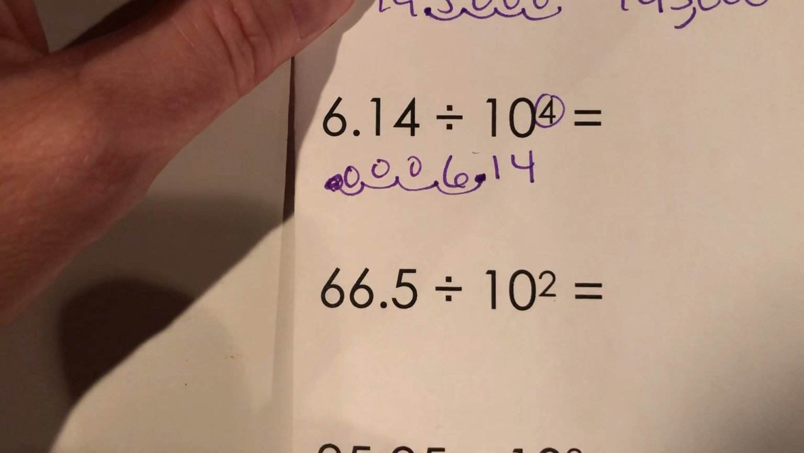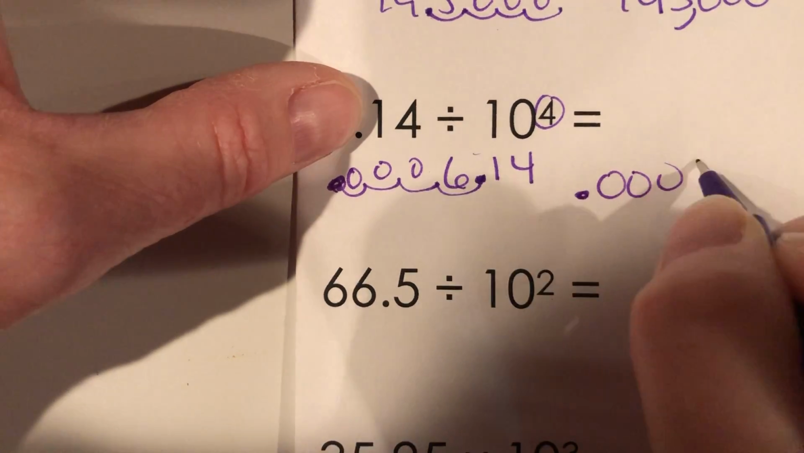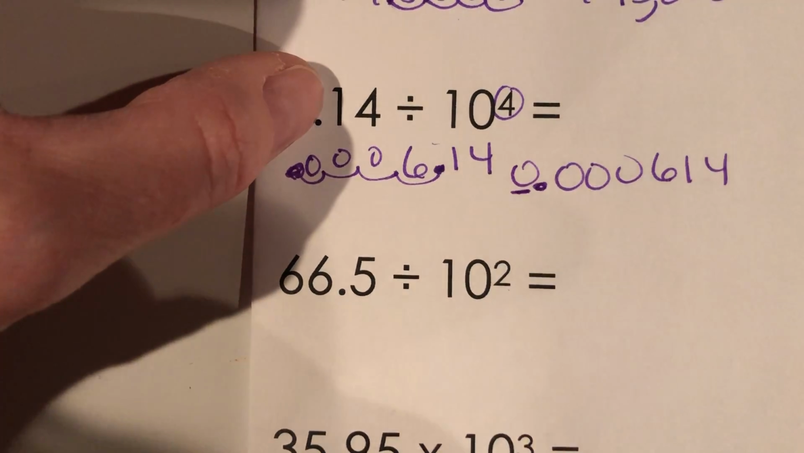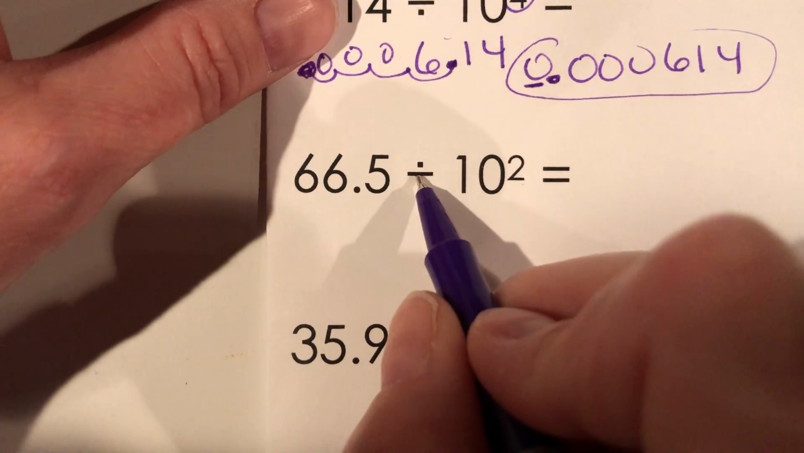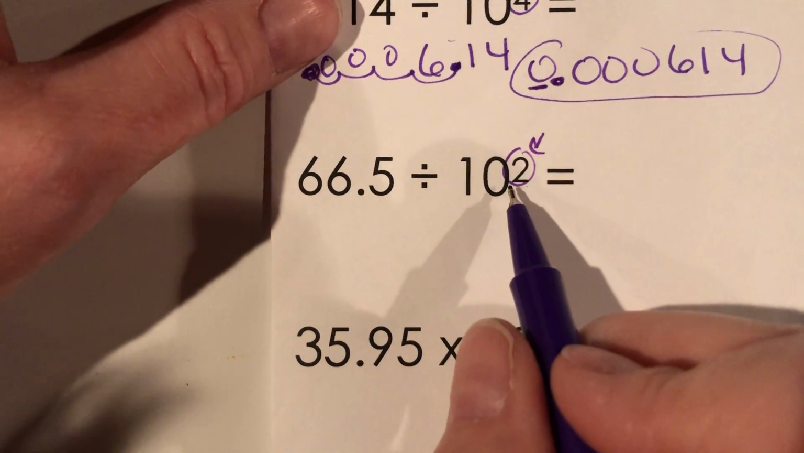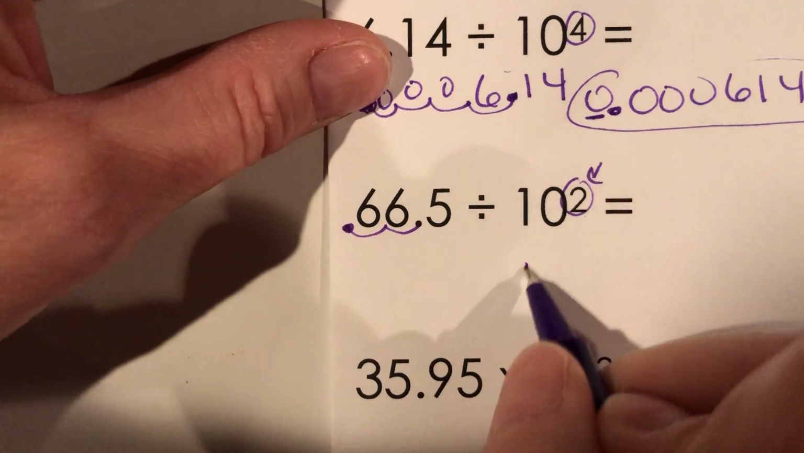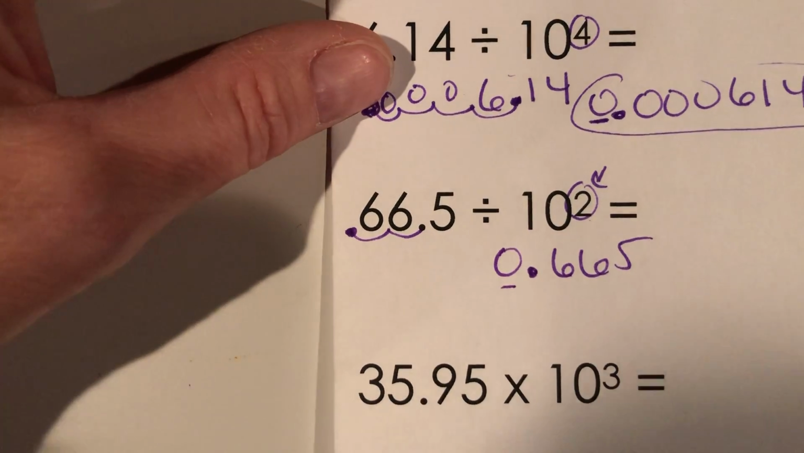Notice there are 3 empty hops. So I'll write my decimal point, and then I see 3 zeros, and then 614. And we should put a 0 in that place because that's how you'll see it. So that should be your final answer. Here we are dividing by 10 squared. That's the same as dividing by 10 twice, which means 2 places to the left. So you might want to write it like that. This is how you're going to see it.